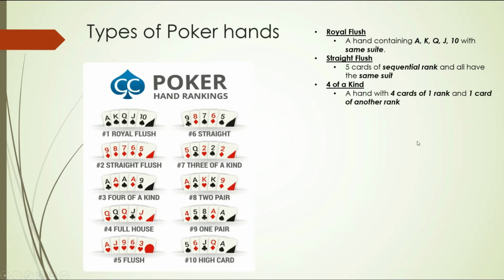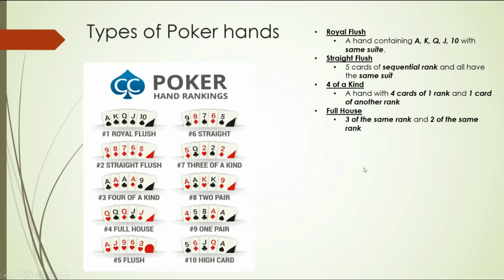Next will be 4 of a kind. This is a hand with 4 cards of 1 rank and 1 card of another rank. Ace, ace, ace, ace, and then 9. And the suit doesn't really matter here.